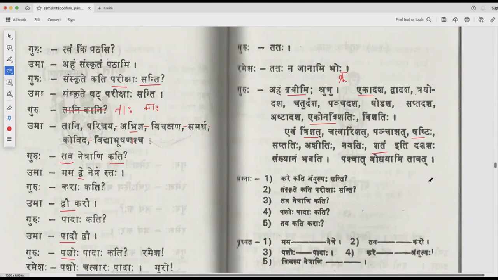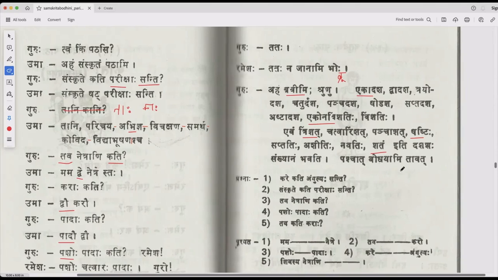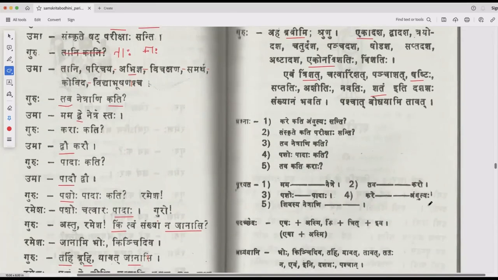Paschat bodhayami tavat. Afterwards, I will teach you. So, this for now is enough. Later, I will teach you. There are questions here.